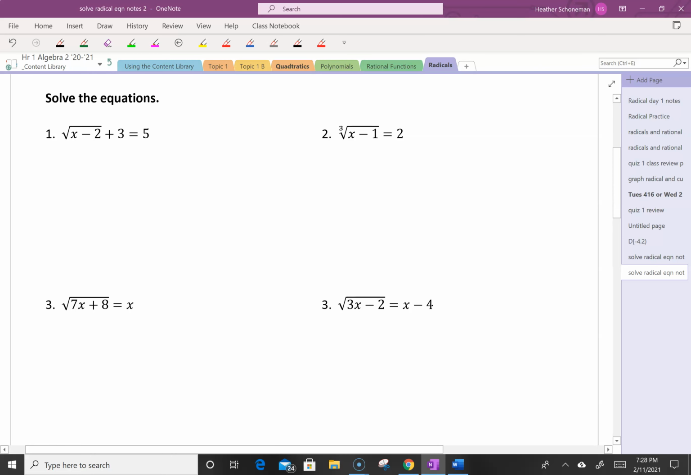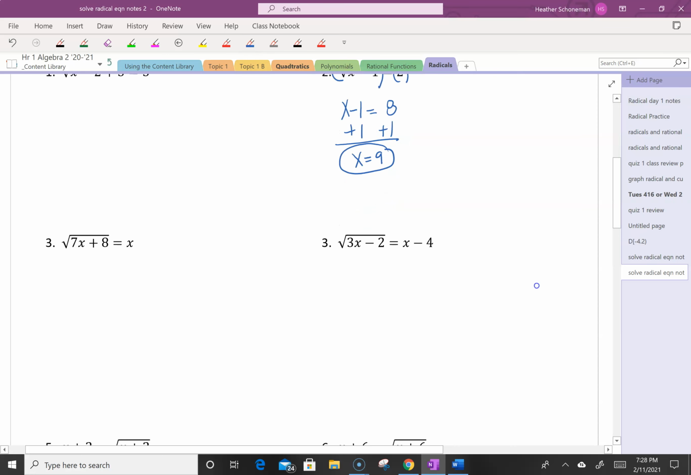On number 2, normally we've had the square root, but this one is the cube root. So to be able to solve or undo a cube root, you have to cube both sides. So I'm going to take both sides and cube it. On the left, I just get x minus 1. On the right, 2 cubed is 8. Then to finish solving, I'll add 1, and I get x is 9.